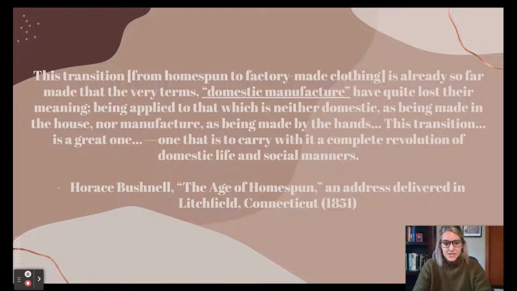Here is a quote about the difference in this transition. "The transition from homespun to factory-made clothing is already so far made that the very terms domestic manufacture have quite lost their meaning, being applied to that which is neither domestic, as being made in the house, nor manufacture, as being made by the hands. This transition is a great one, one that is to carry with it a complete revolution of domestic life and social manners." So, significant changes to the life of the woman, especially as a result of the market revolution.